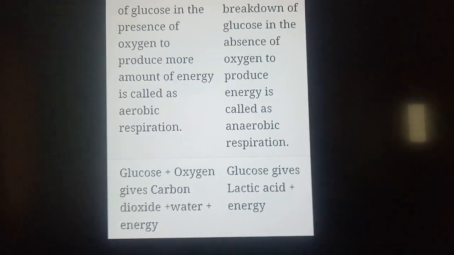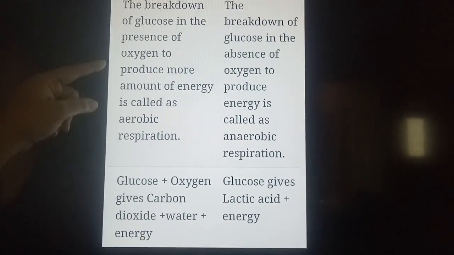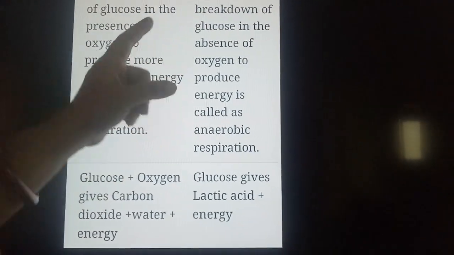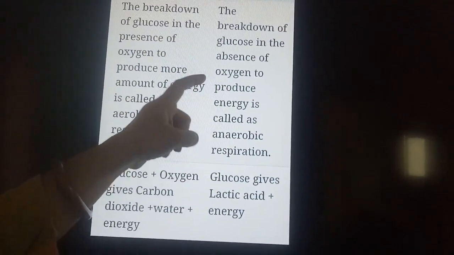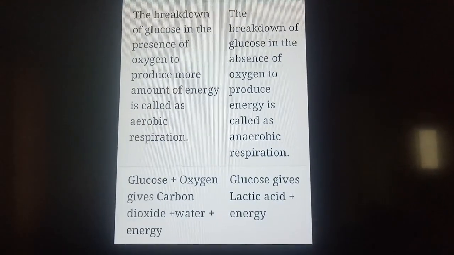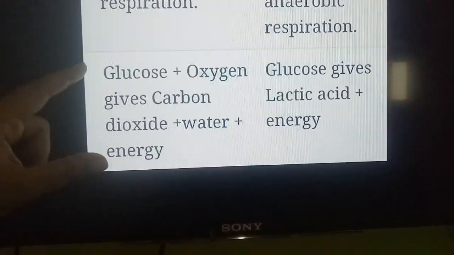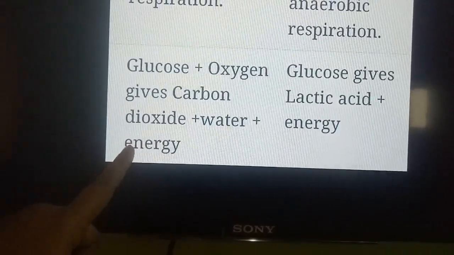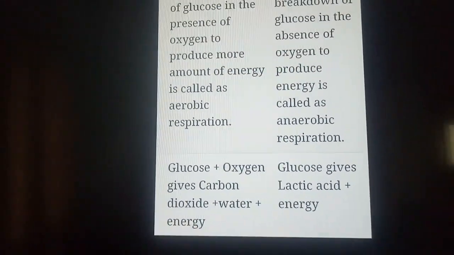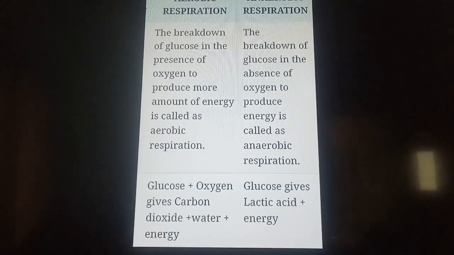Now the next point: the breakdown of glucose in the presence of oxygen produces more energy, which is called aerobic respiration. And in anaerobic respiration, the breakdown of glucose in the absence of oxygen produces less energy. Now the chemical reaction is being given. Glucose plus oxygen gives carbon dioxide, water, and energy. Glucose gives lactic acid and energy in the case of muscle cells, or in the case of yeast it is ethyl alcohol and energy.